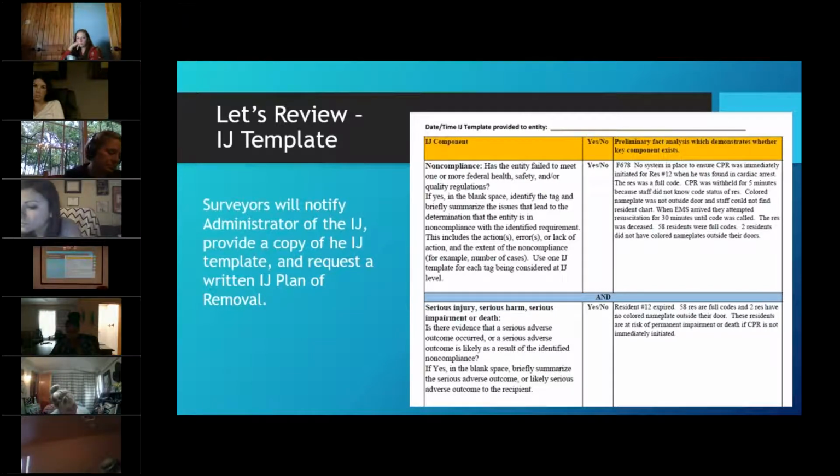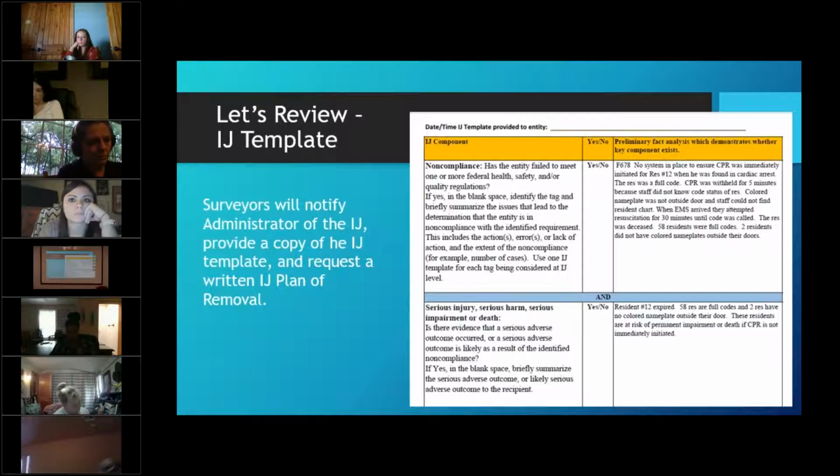IJ dates that I'm going to be looking at and that CMS is going to be looking at is when the IJ started. So the start date, if it was prior to the survey even entering your building, and it can be, it'll start then and it will end when the plan of removal is completed, okay, as the IJ date.